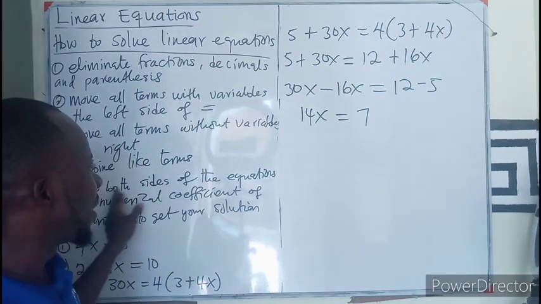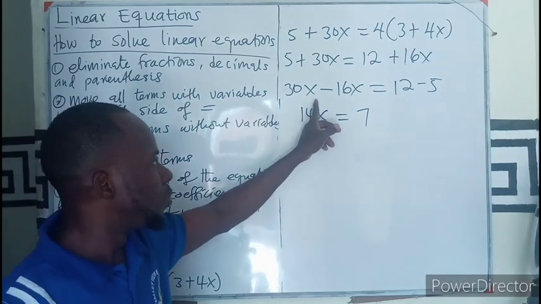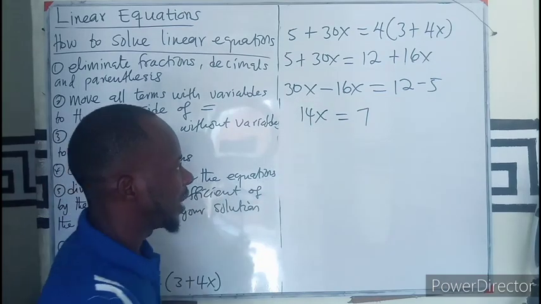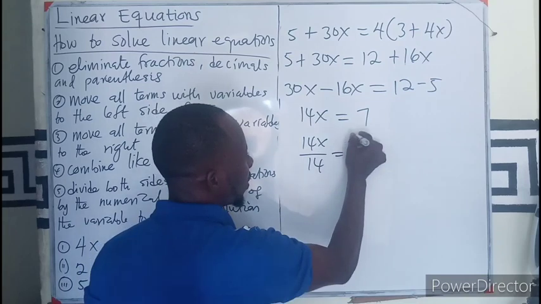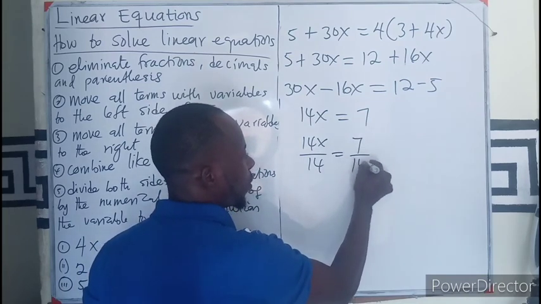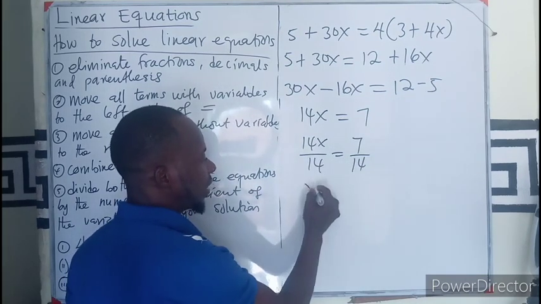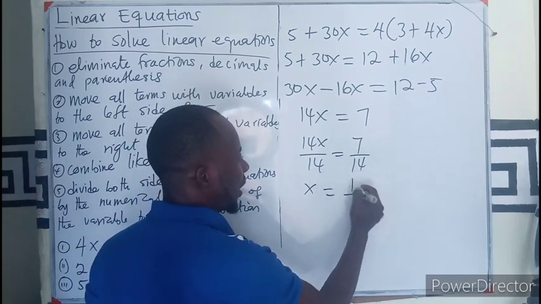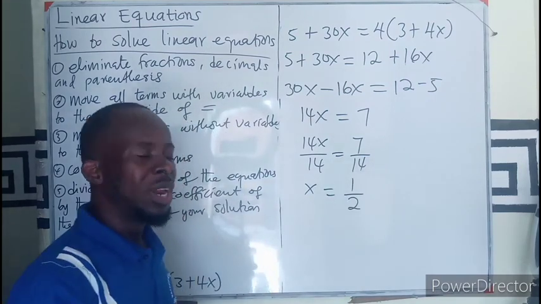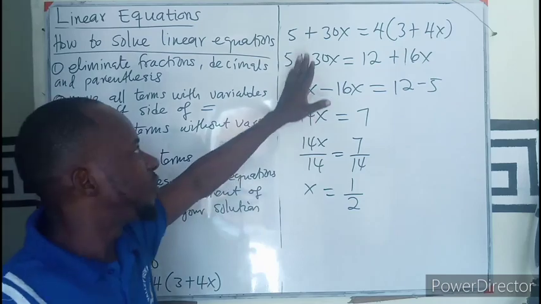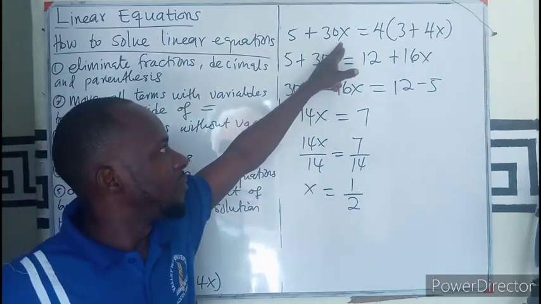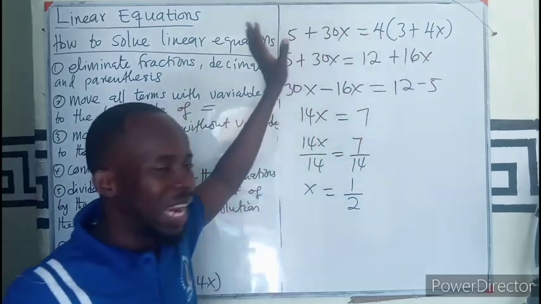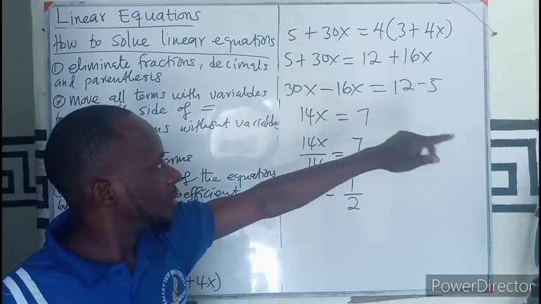The last term says divide both sides by the numerical coefficient. So that is going to be 14x over 14, 7 over 14. I believe 14 will cancel. 7 go there 1, go here what? 2. Meaning the value of x that satisfies this equation will be half. Meaning if I put half here and half here, the left will be equal to the right.